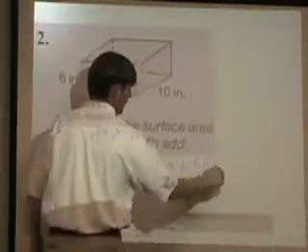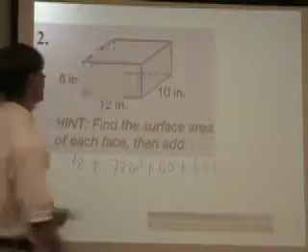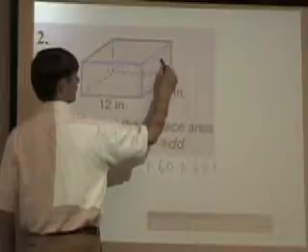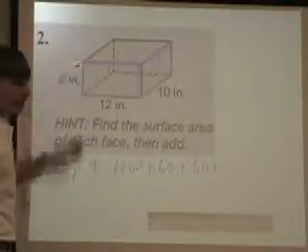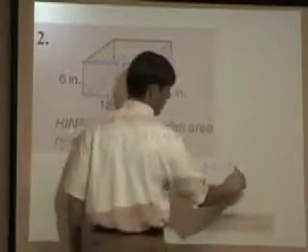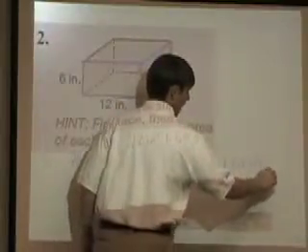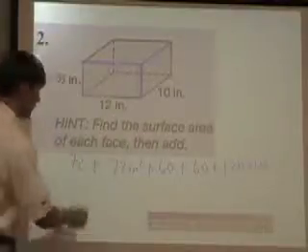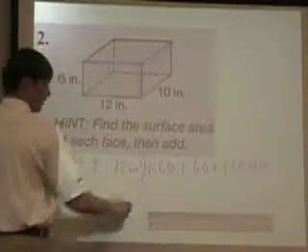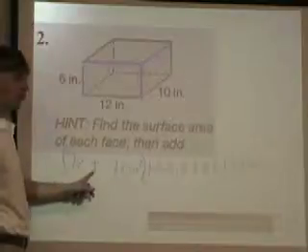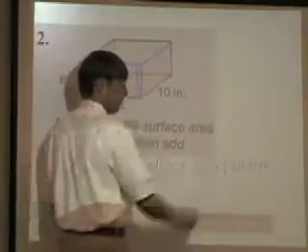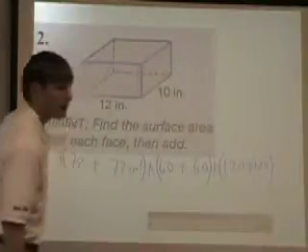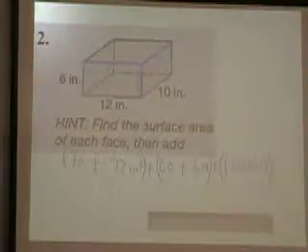60. So now all we got to do is find the bottom and the top. Okay, this is 12 by 10. So what's the area of the top? 120. And you add it twice. I added it twice because there's a top and a bottom. So if you notice, really you can just take the front and multiply it by 2, the sides and multiply them by 2, and the bottom or the top and multiply it by 2.